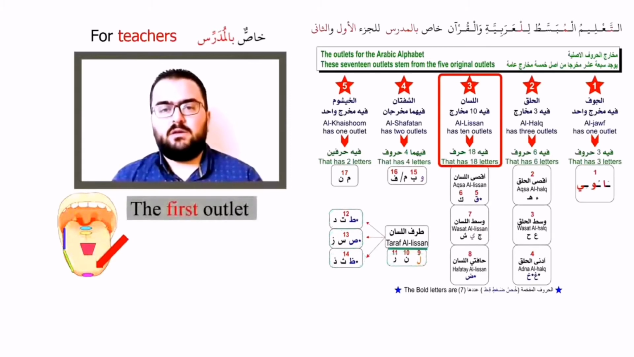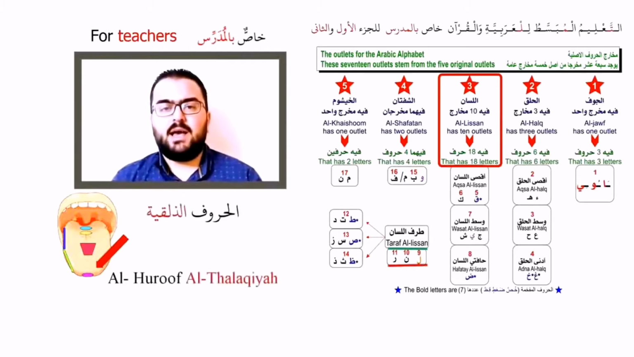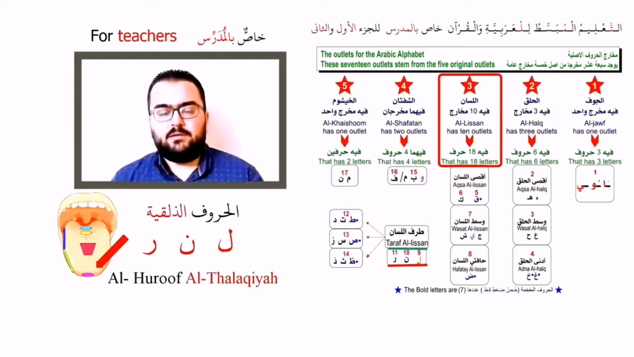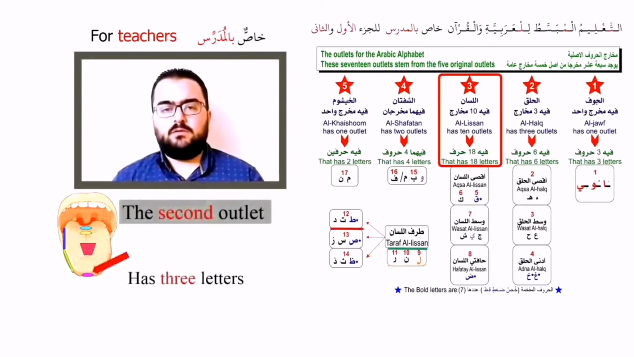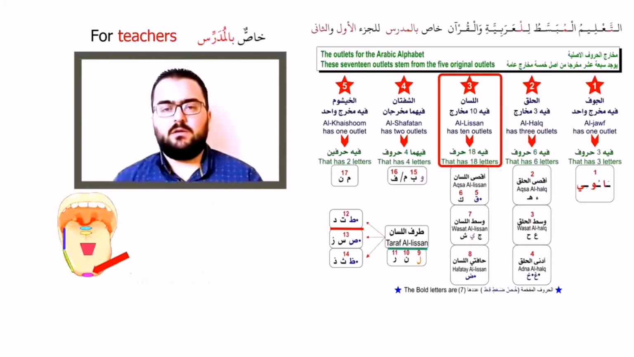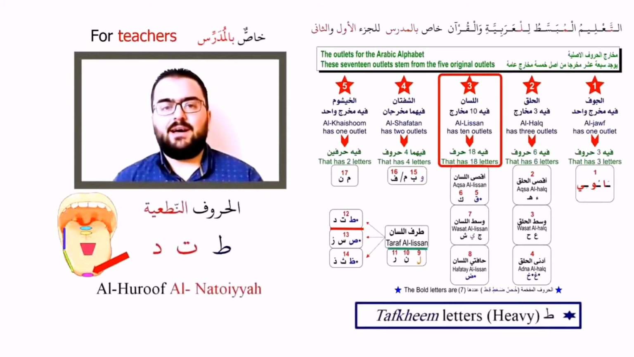The front tip of the tongue has 4 outlets. From the first outlet in the front tip of the tongue, 3 letters are spelled, and they are Lam, Noon, Ra. And with this very point, we shall pay attention that Lam is articulated from the nearest part of the sides of the tongue, as it is for the letter of Dad, and it also uses the front tip of the tongue.